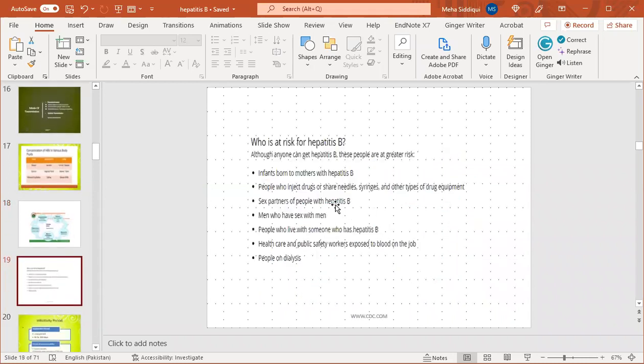Now, who is at risk for hepatitis B? Although anyone can get hepatitis B, these people are at greater risk: infants born to mothers with hepatitis B, people who inject drugs or share needles, syringes, and other types of drug equipment, people having sexual contact with people with hepatitis B, men having contact with men, people who live with someone who has hepatitis B, healthcare and public safety workers exposed to blood on the job, and lastly, people on dialysis.